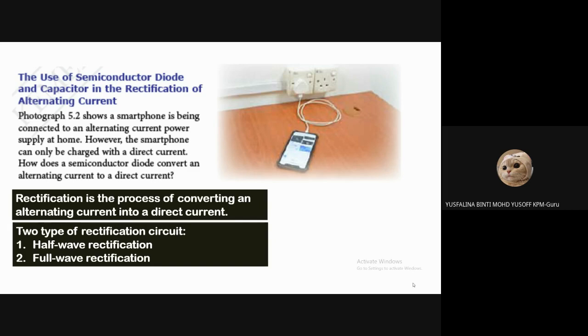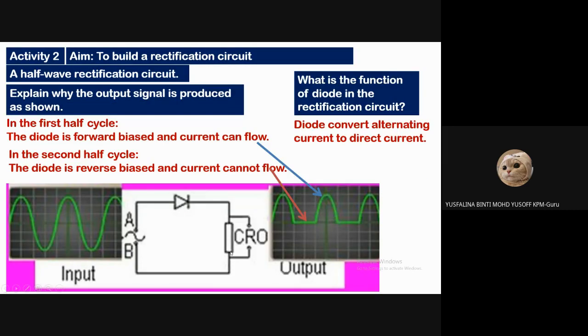There are two types of rectification circuit, half wave and full wave. Half wave only uses one diode, while full wave uses four diodes. Remember, not two, not three. There is no way it is two diodes or three diodes.